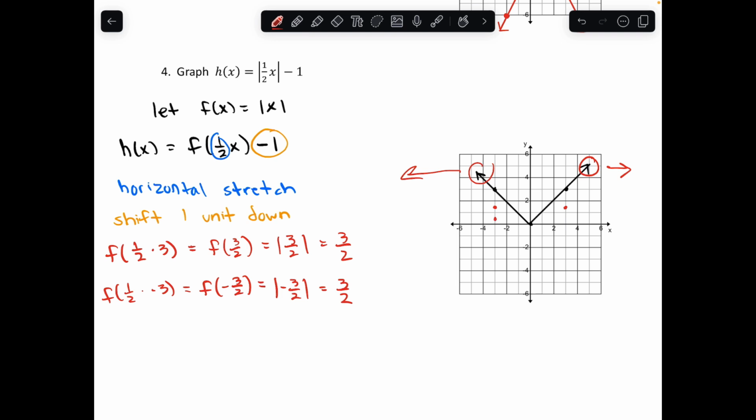So shifting each point 1 unit down, we're left right there. Now I'm going to erase my intermediary points. And now we can connect everything. And that is our graph.